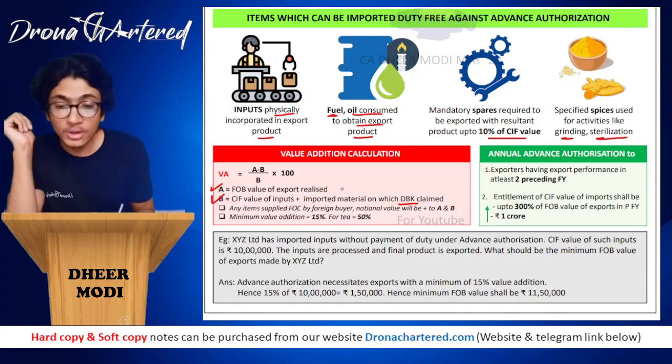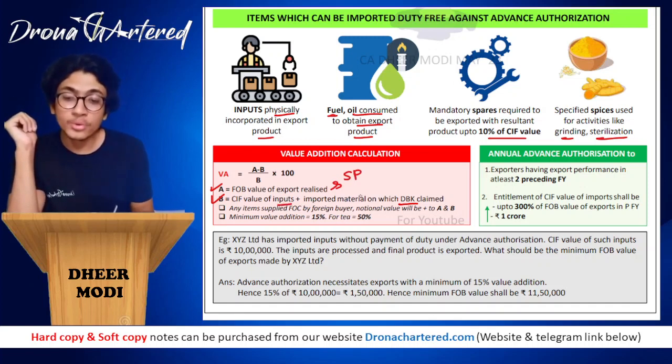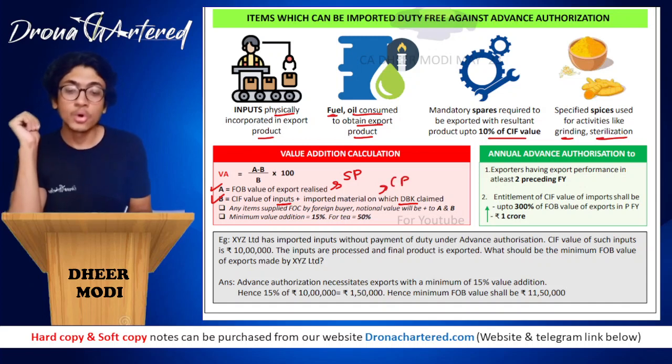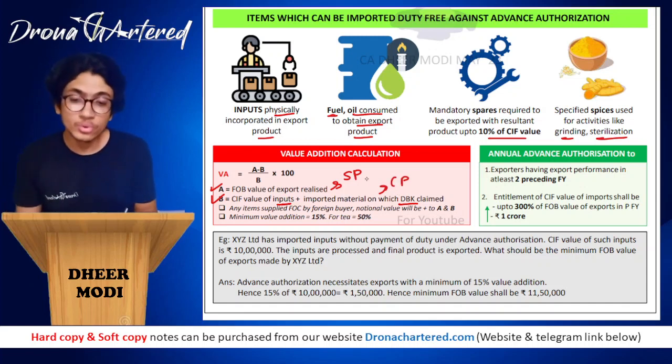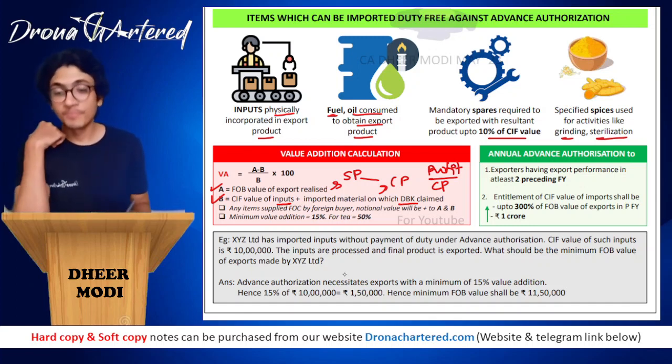Okay, so basically this is export amount, that is for how much price you have sold, and this is your CIF value of inputs. Now this is basically your cost price. Okay, so I hope now this formula makes sense to you. That is, SP minus CP will give you your profit. Profit divided by cost price will give you your profit margin. That is nothing but your value addition.